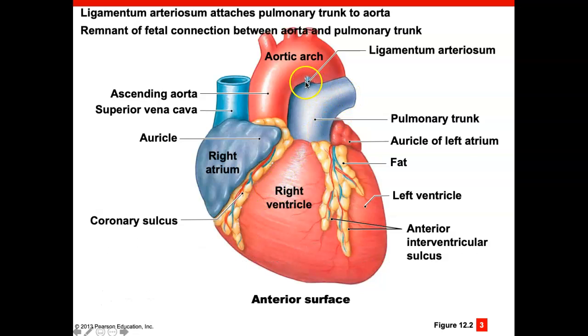Here's an interesting remnant of fetal life. It's called the ligamentum arteriosum. It's attaching this pulmonary trunk to the aortic arch. Now, the pulmonary trunk is going to take deoxygenated blood to the lungs, and this aorta is going to take oxygenated blood to the body. Well, the fetus doesn't have any use for the lungs. So here is a connection between these two. So instead of all of the blood going to the lungs, much of it just goes right through here, right out the aorta.